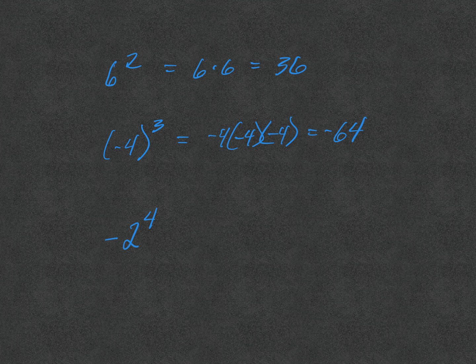Okay. Negative 2 to the 4th. The negative is outside a pair of understood parentheses. So we're taking the opposite of 2 to the 4th. So the opposite of 2 times 2 times 2 times 2, or a negative 16. So always watch out for those negatives that are understood to be outside a set of parentheses.